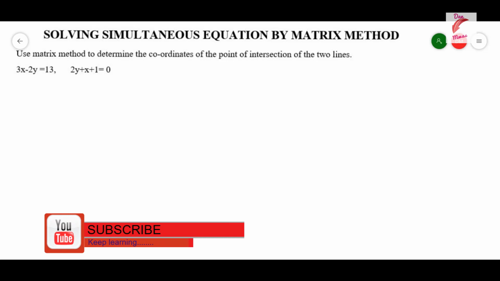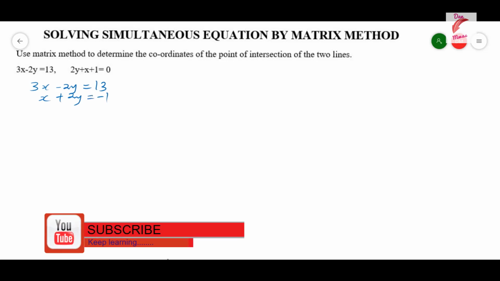Therefore, in getting the point of intersection of these two lines, we'll have to solve these two simultaneously. So let's begin. We'll start by organizing these. This one is 3x minus 2y equals 13, and this one we align the x's together. So here you have x plus 2y equals -1. You take plus 1 to the other side.